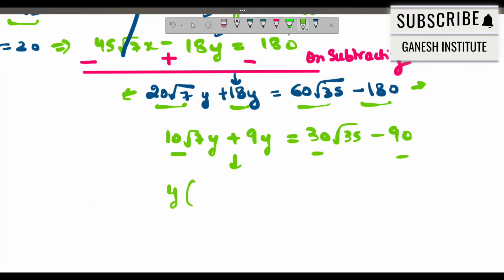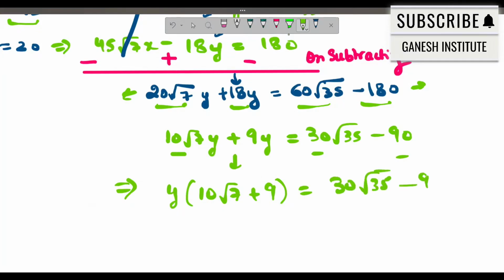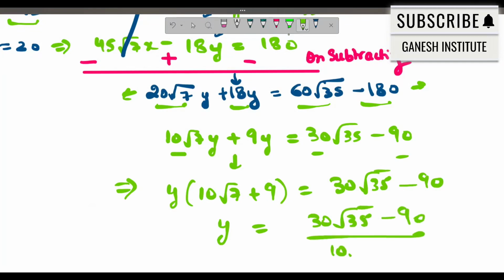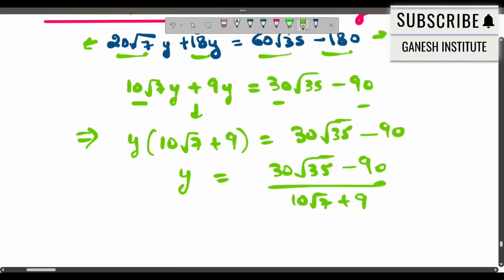So let's take y common. I'll get 10 root 7 plus 9. And here 30 root 35 and minus 90. Though I could have taken 30 common, what's the use, because ultimately it is not going to be cancelled. So y equals 30 root 35 minus 90 divided by 10 root 7 plus 9, right? Yeah, because you just go down.